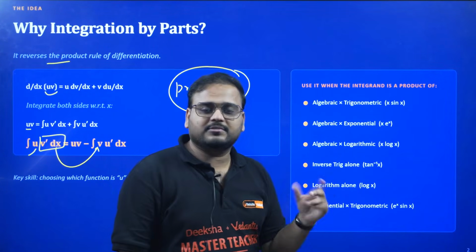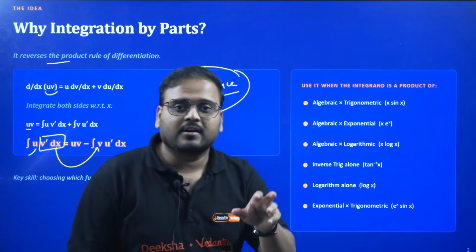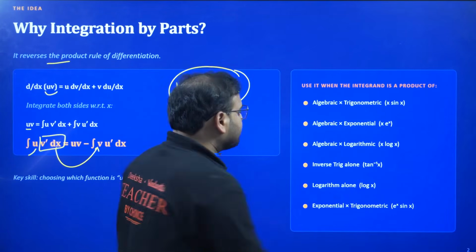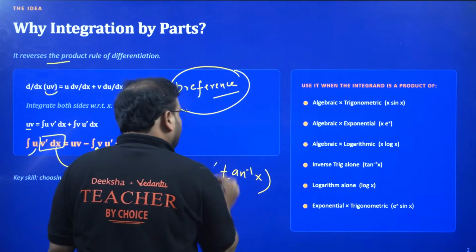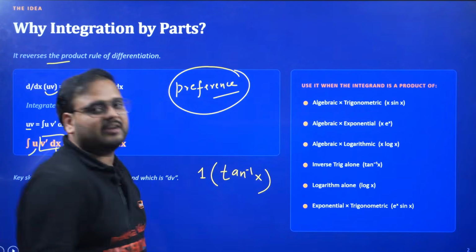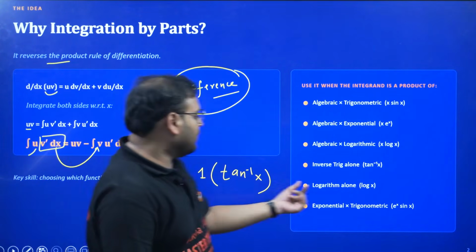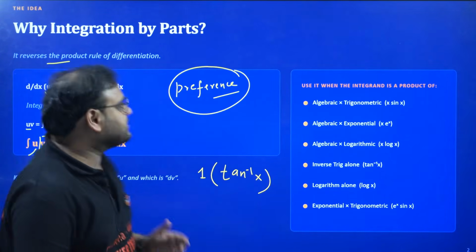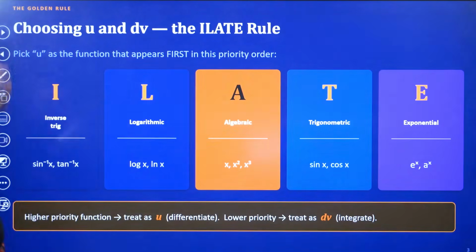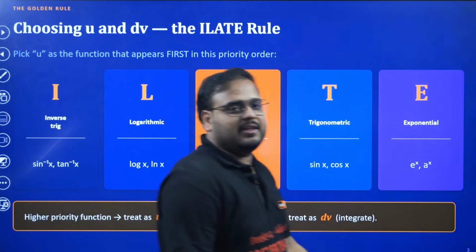Then inverse of the function, meaning inverse trigonometric functions. What are you going to do in this type of question? If you have only tan inverse of x, then what do you do? You multiply 1 with it and start solving it from here. Okay. Then logarithmic alone, and if you have exponential times trigonometric, all these types are there. We'll look at that. Okay, so this is very, very important.